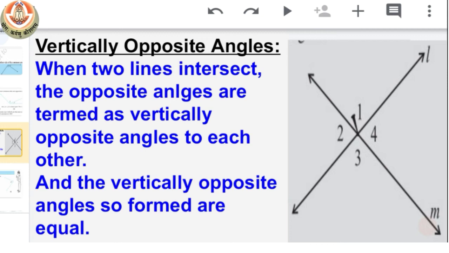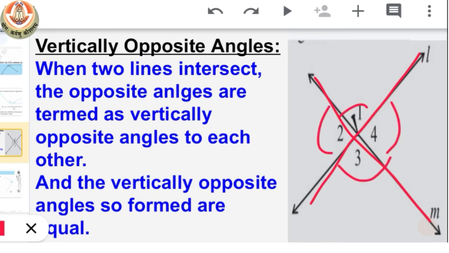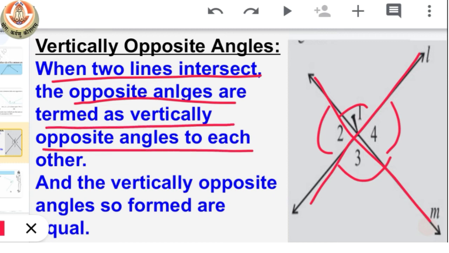Now the last topic is vertically opposite angles. You can see in this figure that when two lines intersect each other, we have four angles. Okay. Now read its definition. When two lines intersect, the opposite angles are termed vertically opposite angles to each other. Opposite angles means angle 3 is opposite to angle 1. That means angle 1 and 3 are making vertically opposite angles. Similarly, angle 4 and angle 2 are opposite to each other. That means 2 and 4 together are making vertically opposite angles.